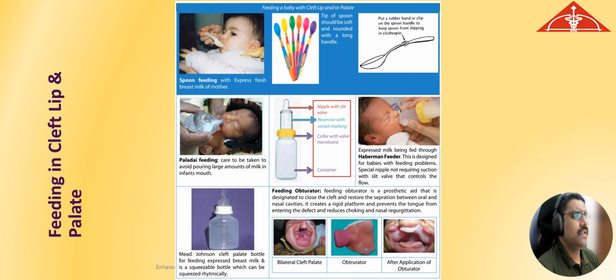Other objects used to aid in feeding the baby with cleft lip and cleft palate are the long Paladai or the long spoon, the Haberman feeder, and the Mead Johnson cleft palate bottle. Evidence is not supportive of an obturator, but if it helps to gain weight and make the baby ready for surgery, it can also be attempted.